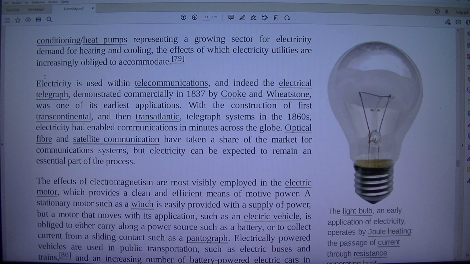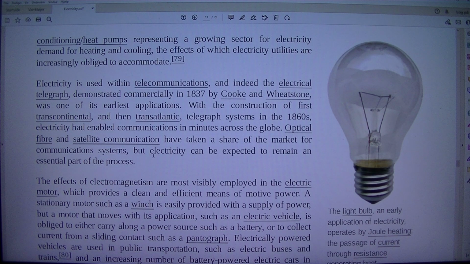Electricity is used within telecommunications, and indeed the electrical telegraph, demonstrated commercially in 1837 by Cook and Wheatstone, was one of its earliest applications. With the construction of first transcontinental, and then transatlantic, telegraph systems in the 1860s, electricity had enabled communications in minutes across the globe. Optical fiber and satellite communication have taken a share of the market for communications systems, but electricity can be expected to remain an essential part of the process.